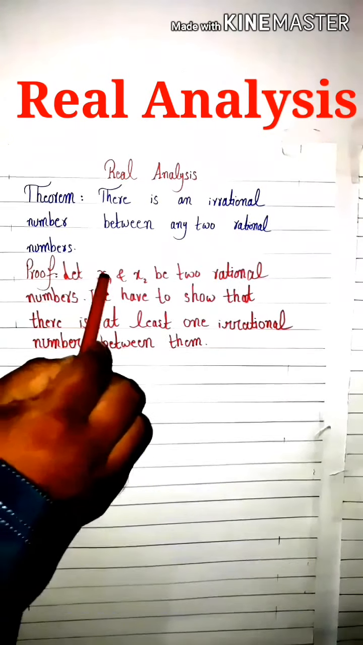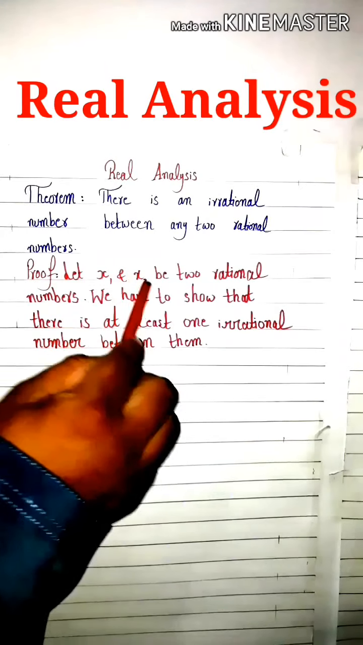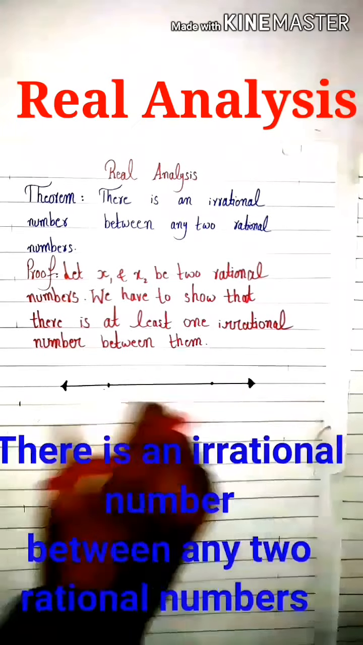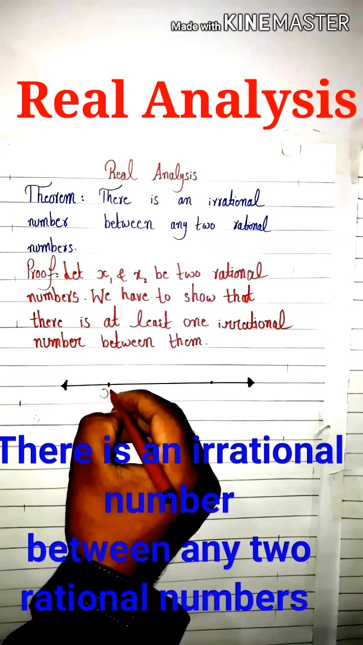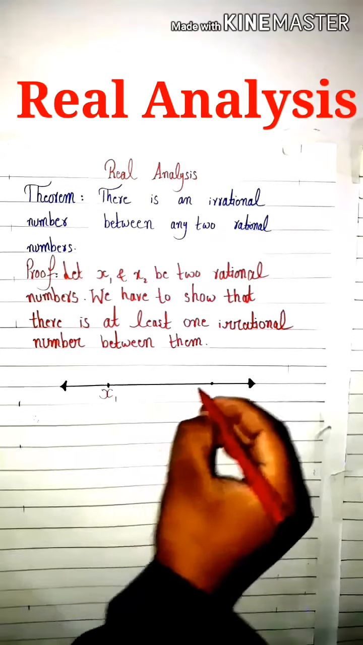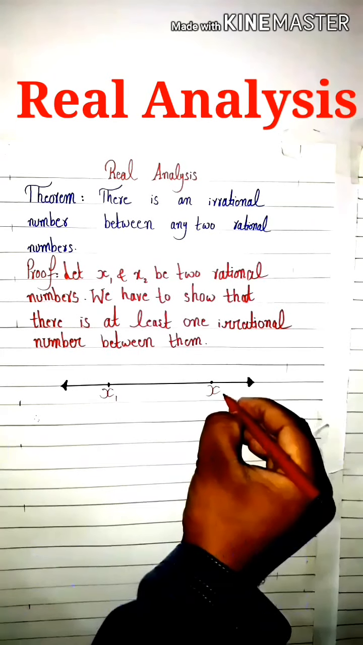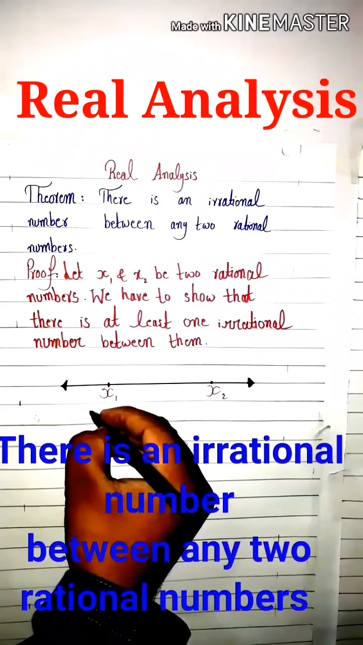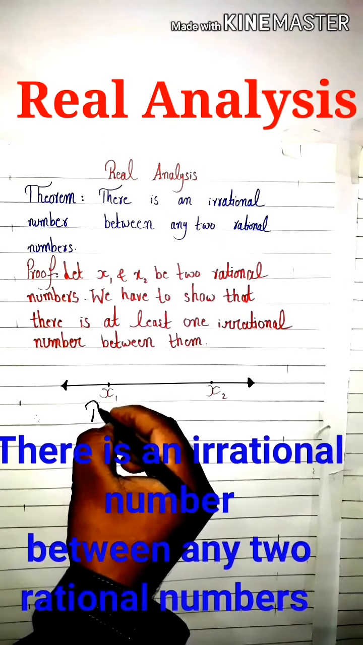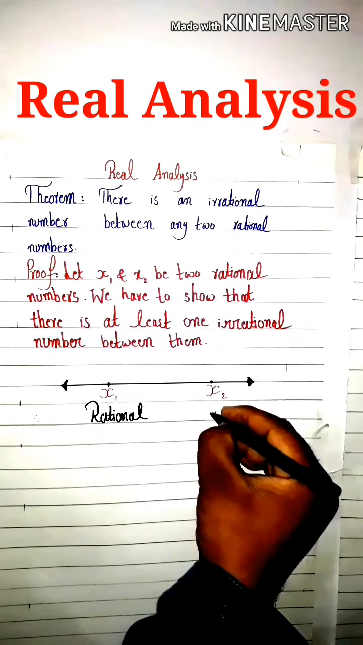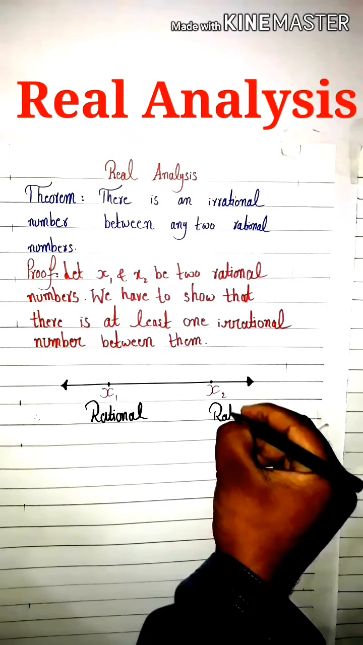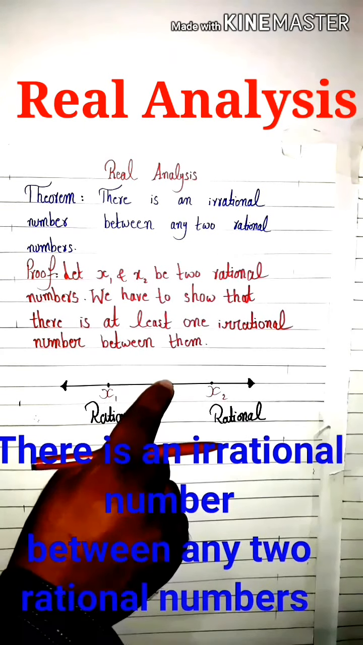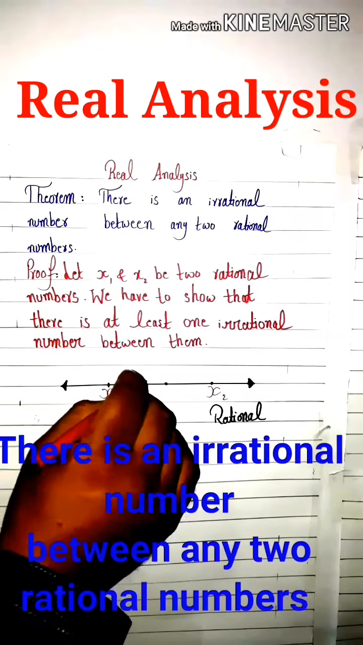अब हमें ये प्रूव करना है कि x1 और x2 के दरमियान कम से कम एक इरेशनल नंबर होगा. On the line of real numbers, x1 is placed here and x2 is placed here. x1 is rational and x2 is also a rational number. There lies an irrational number between these two numbers.